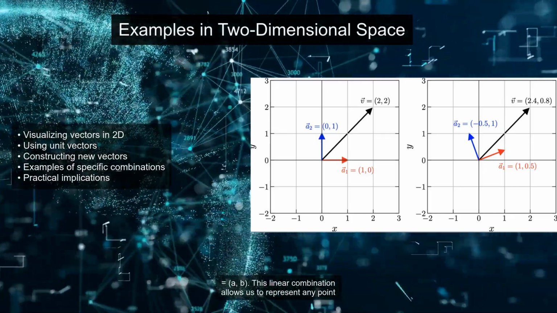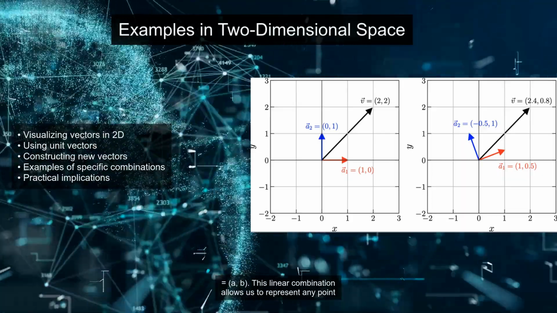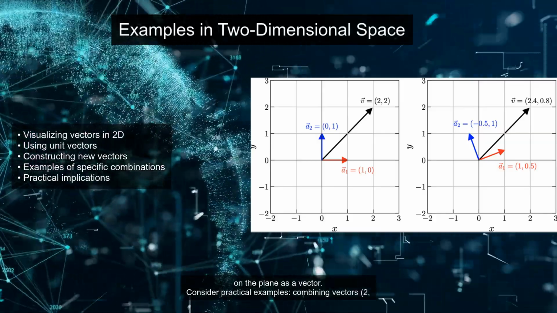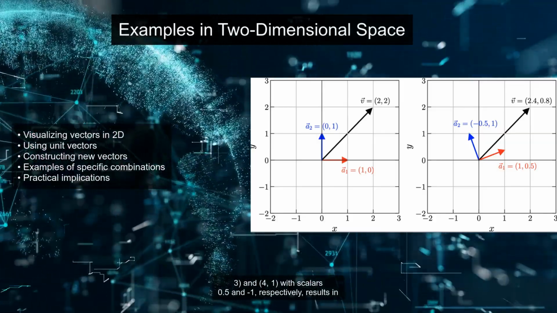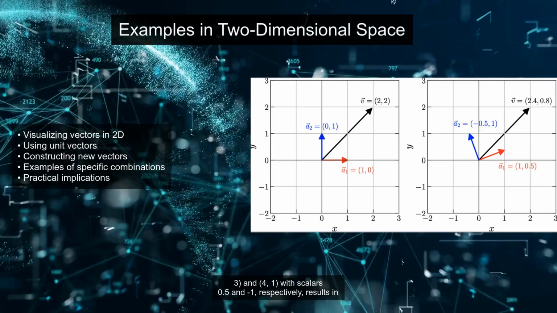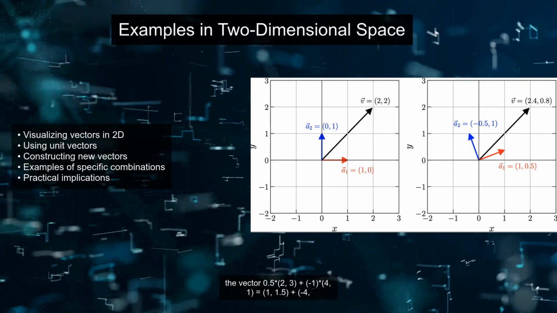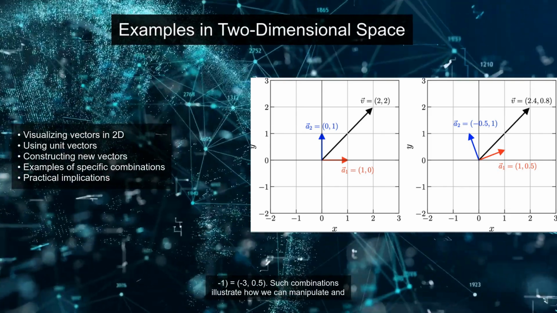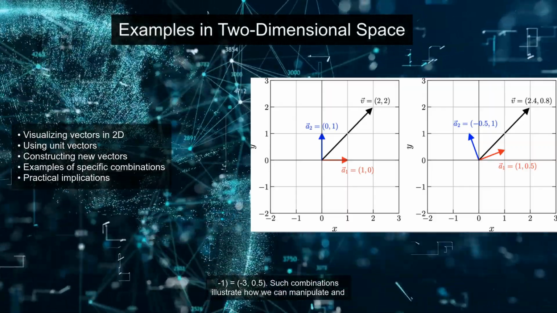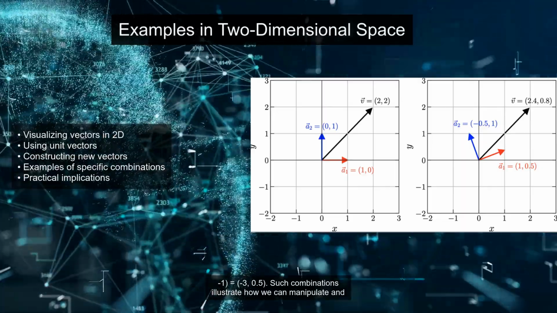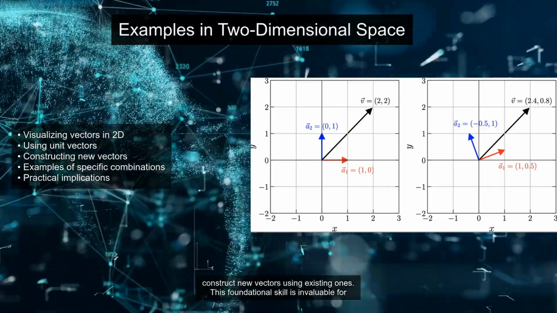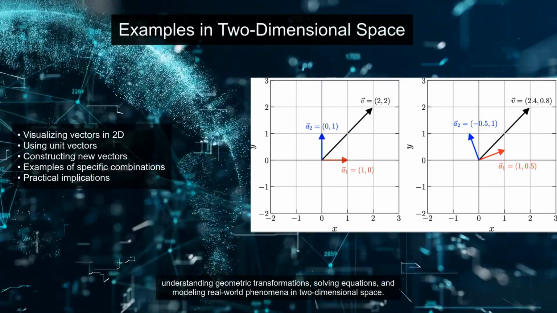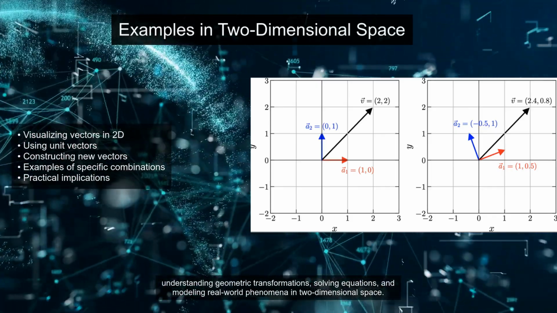Consider practical examples. Combining vectors (2, 3) and (4, 1) with scalars 0.5 and -1, respectively, results in the vector 0.5(2, 3) + -1(4, 1) equals (1, 1.5) + (-4, -1) equals (-3, 0.5). Such combinations illustrate how we can manipulate and construct new vectors using existing ones. This foundational skill is invaluable for understanding geometric transformations, solving equations, and modeling real-world phenomena in two-dimensional space.